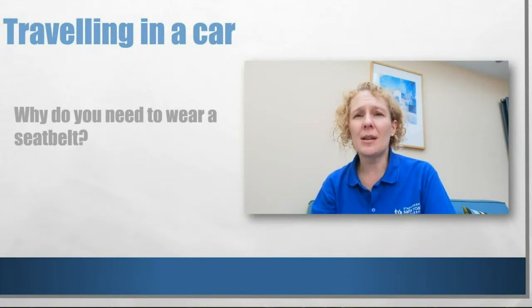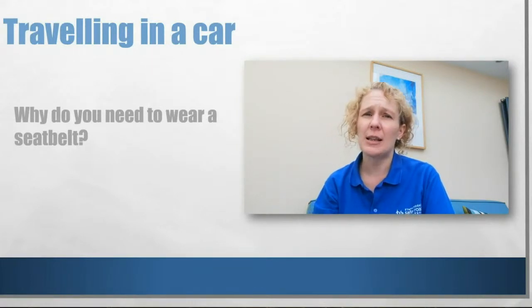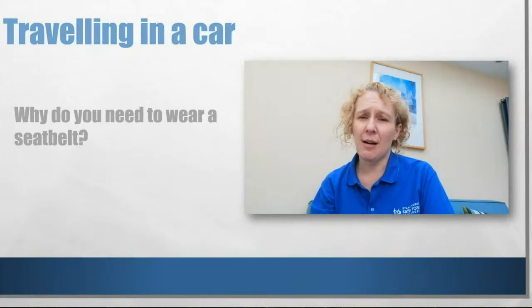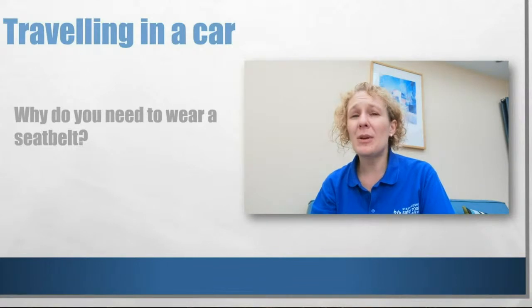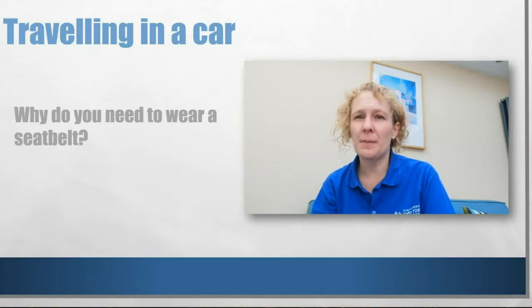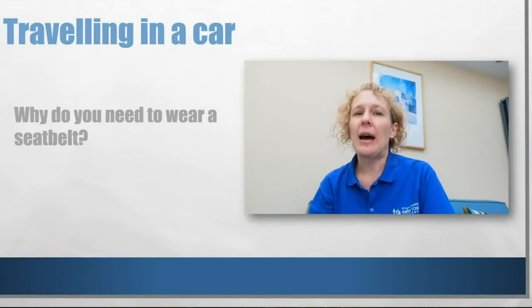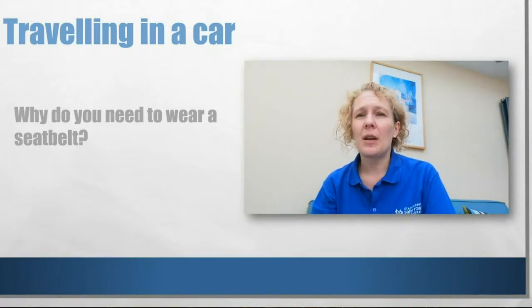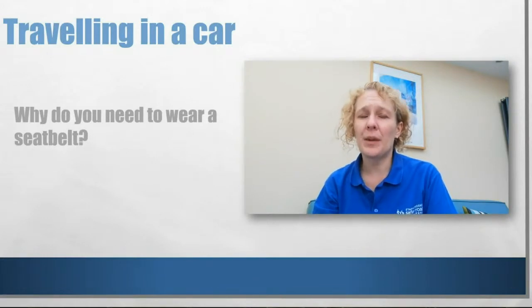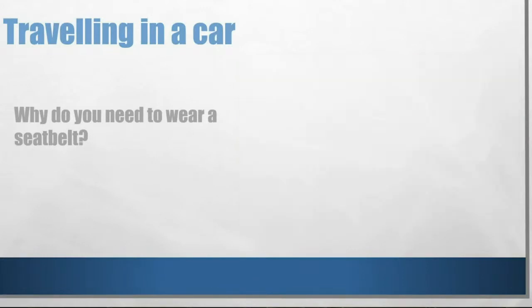If the car stops suddenly, for example, if it crashes or if the driver has to brake very hard, the driver and the passengers in the car will move forward until something stops them. So in effect, they'll be catapulted forward. Wearing a seatbelt means you only move forward a little bit and you stay sitting in your seat. But if you're not wearing a seatbelt, you will continue to travel forward at the same speed the car was travelling at until something stops you, and that can result in you being hurt.